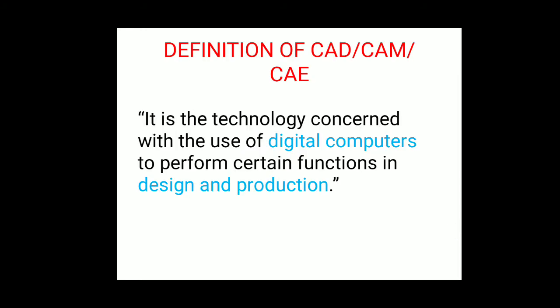Definition of CAD CAM CAE. It is nothing but a technology with the use of digital computers to perform certain functions in design and production processes. Basically we use the CAD CAM CAE system for designing a part model or production process. By using this system, we design, manufacture and analyze the whole product for the further processes.